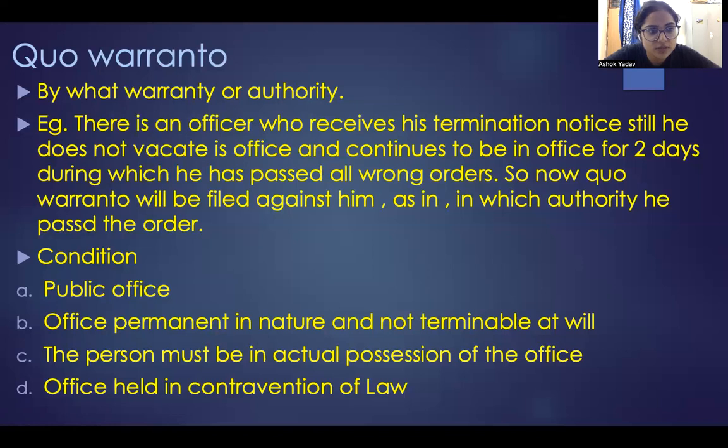The conditions for this writ are: there should be a public office, and the office is permanent in nature and not terminable at will. The person must be in actual possession of the office, and the office is held in contravention of law. So if these conditions are fulfilled, then only you can file the writ of quo warranto. Public office should be there, and the person must be in actual possession of an office held in contravention of law.